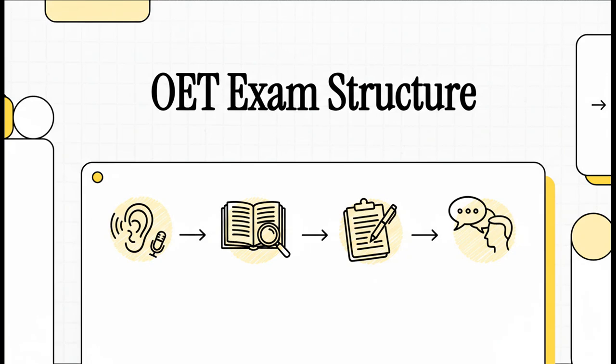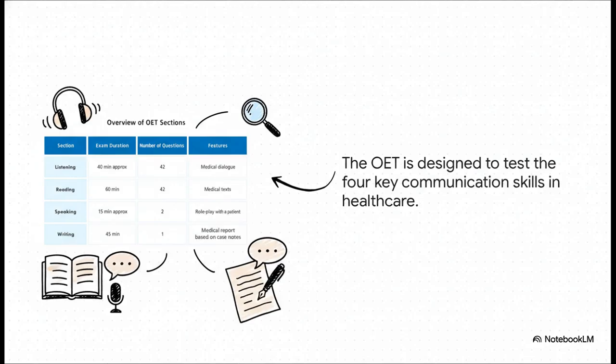All right, let's break down the Occupational English Test, or OET. We're going to look at exactly what you can expect in every single part of this exam. The OET is way more than just a language test. It's really a hands-on assessment of the 4 core skills you use every day in healthcare: listening, reading, speaking, and writing. The whole point is to mimic the real communication challenges you're going to face in a clinical setting.